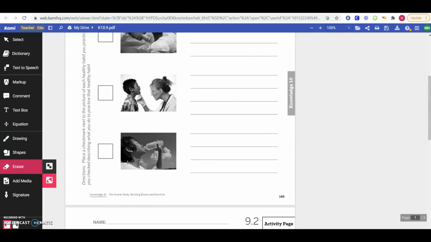Our last healthy habit is this person drinking water. Remember, our bodies need water to survive, and it is very, very important that we get enough water each day, 6 to 8 cups. If you do a good job of getting all of the water that you need to keep your body working strong and healthy, put a check mark in that box and write a sentence explaining how you practice that healthy habit.